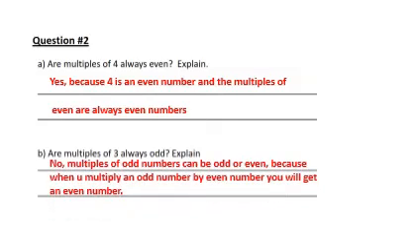No. Why? Because 3 is an odd number, and the multiples of odd numbers can be odd or even. When you multiply an odd number by an even number, suppose I'm multiplying, for example, 3 times 2, you would get an even number, which is 6. So not all the multiples of odd numbers are odd.